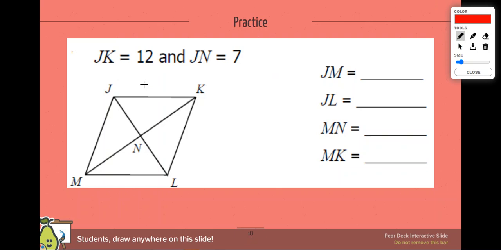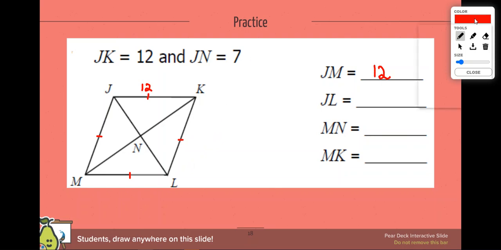If JK is 12, then we know all of the sides because a rhombus has 4 equal sides. So if JK is 12, then JM also has to be 12. Also ML and KL would be 12. We're also given here that JN is equal to 7.